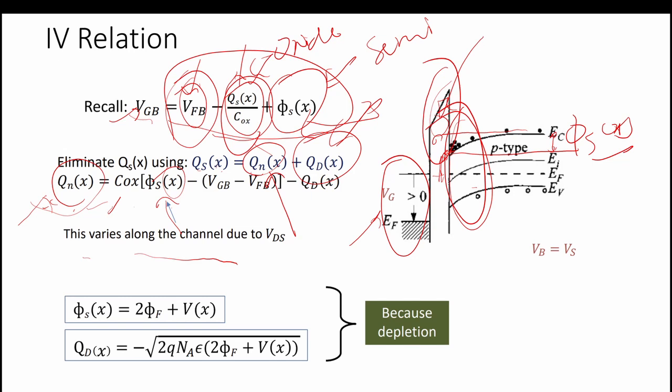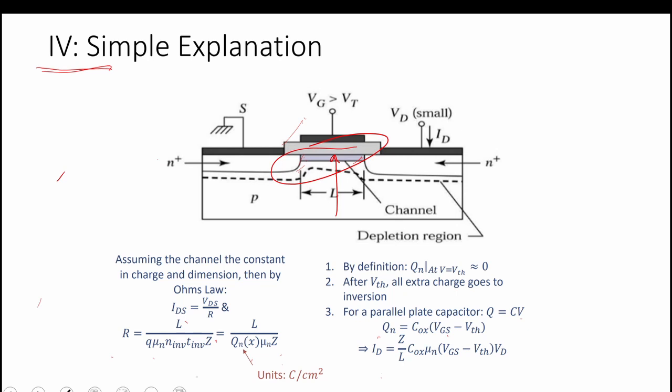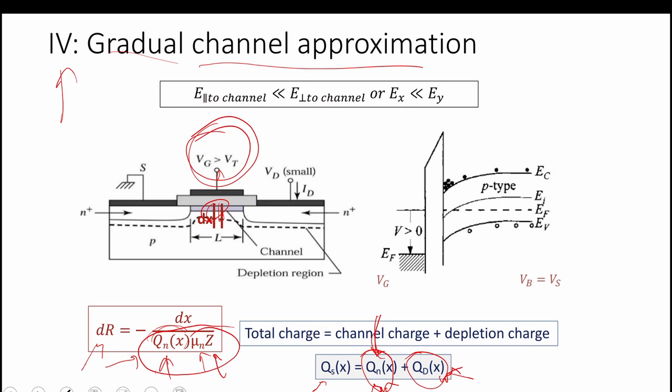So the band bending will not be the same at every point throughout the channel. At this point the band bending is more, at this point it will be less, because of the effect of the Vds that we have seen. That's why there is a tapering in the channel, because of the application of the Vds only.